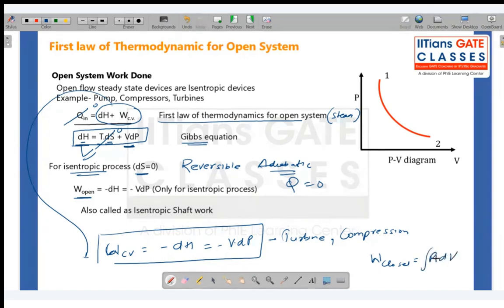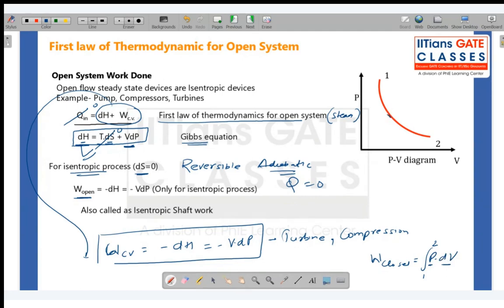PDV. Was it not 1, 2, 2? Now you remember. Yes. So basically, at a given pressure, at an intermediate pressure, change in volume.